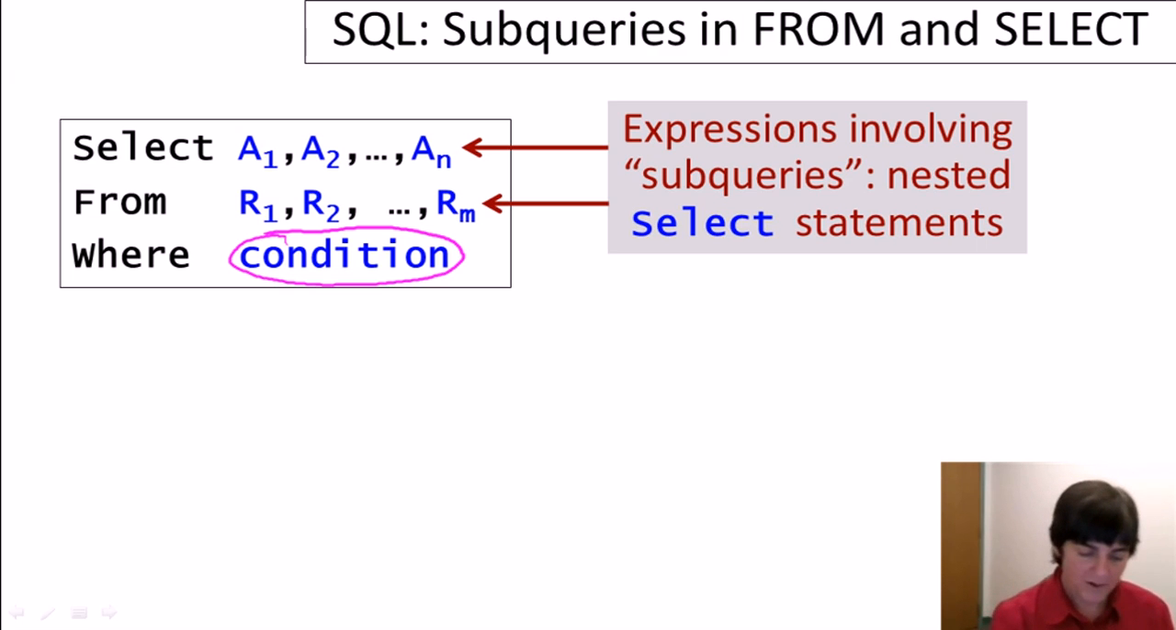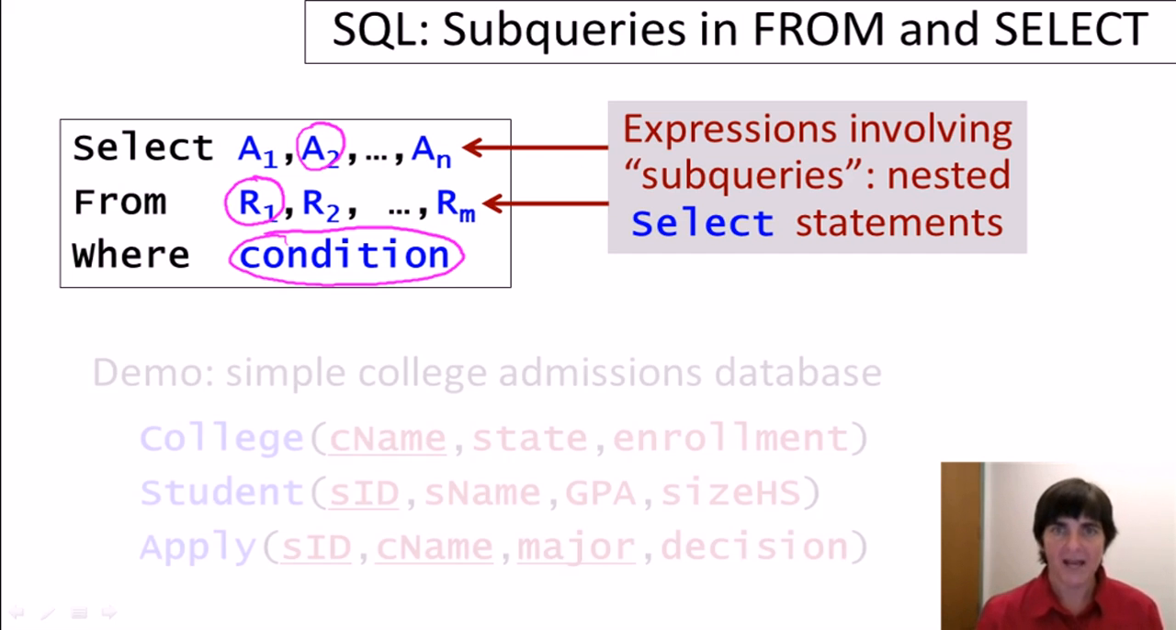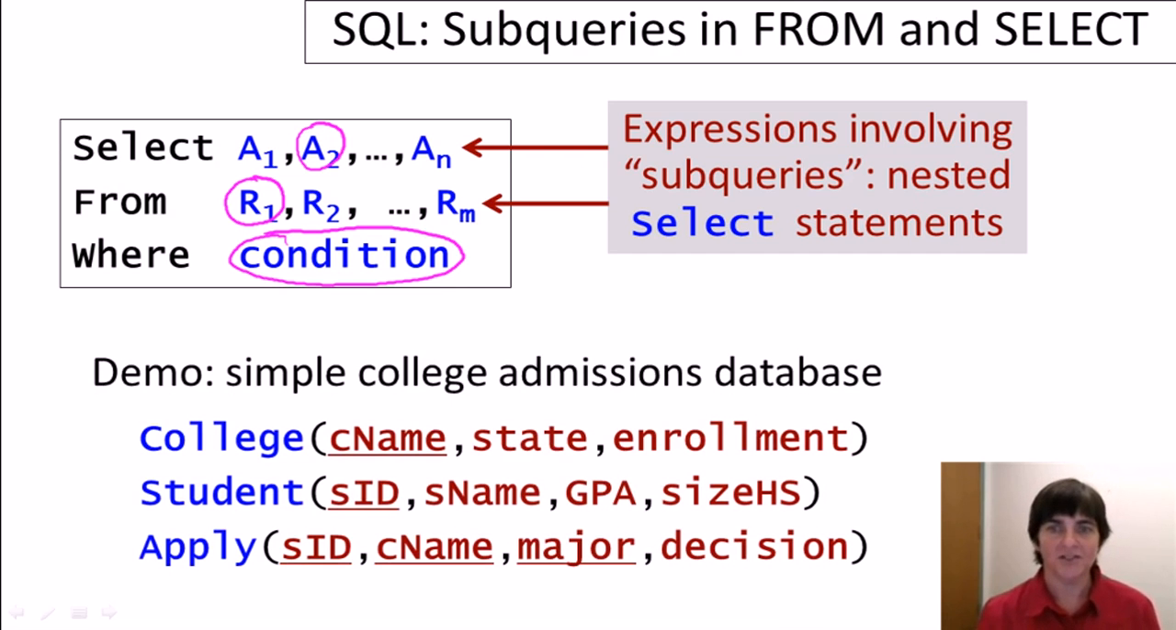If we use a subquery in the from, what we're really doing is running a nested select statement that's going to generate one of the tables that we use in the rest of the query. If we use a subquery in the select, then what we're doing is writing a select expression, a sub-select expression, that produces the value that comes out of the query. So let's see this in action. And as usual, we'll be using our simple college admissions database with the college, student, and apply tables.